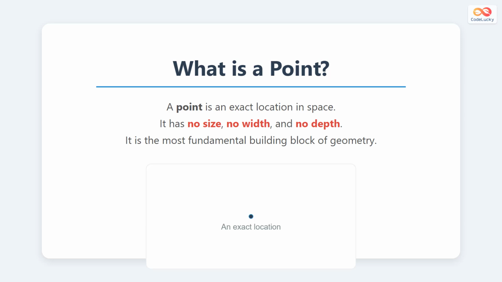Welcome to our geometry series. Today we are talking about points. A point is one of the most basic concepts in geometry. It represents an exact location in space. It is important to remember that a mathematical point has no size, no width, and no depth. It is purely a position.